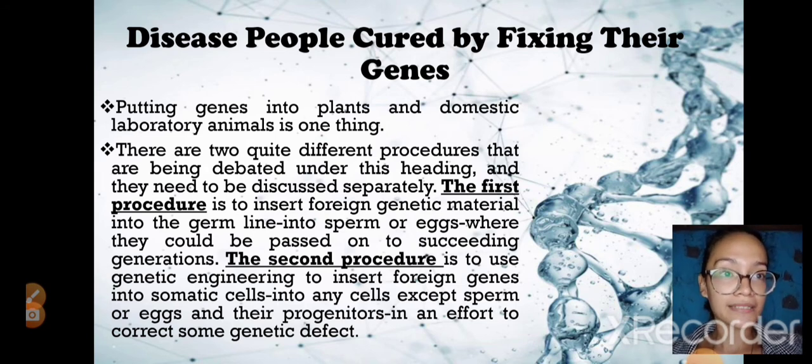Putting genes into plants and domestic laboratory animals is one thing. There are two different types of procedures being debated under this heading, and they need to be discussed separately. The first procedure is to insert foreign genetic material into the germline, into sperm or eggs, where it could be passed on to succeeding generations. The second procedure is to use genetic engineering to insert foreign genes into somatic cells, any cells except sperm or eggs, in an effort to correct some genetic defect.